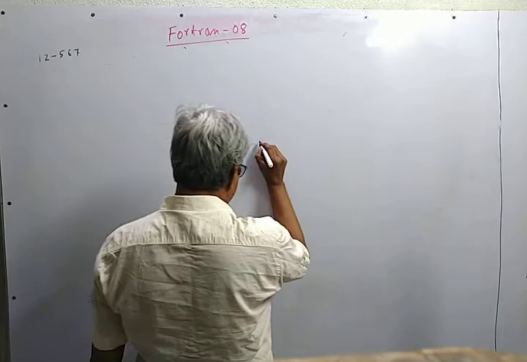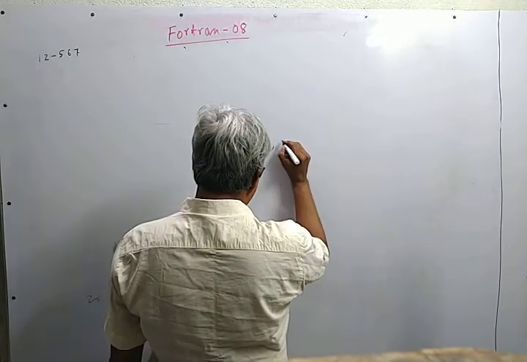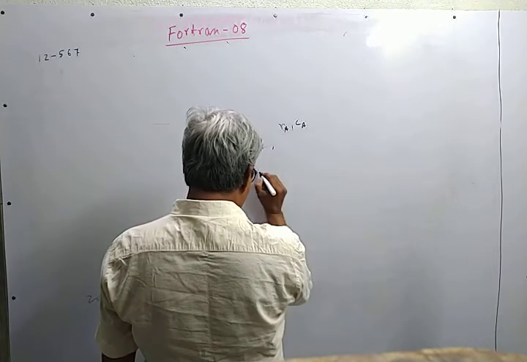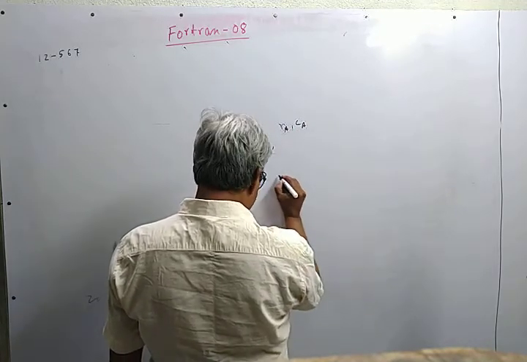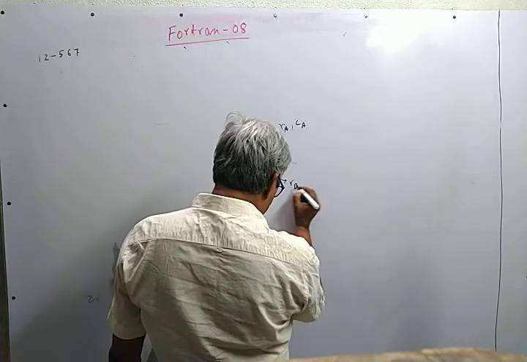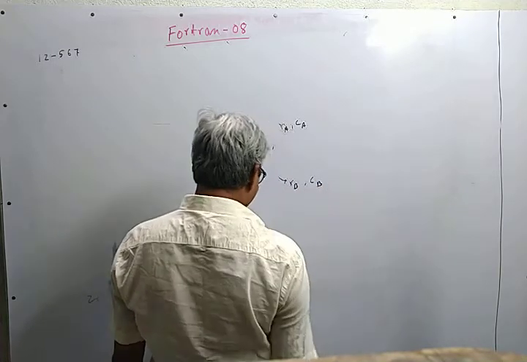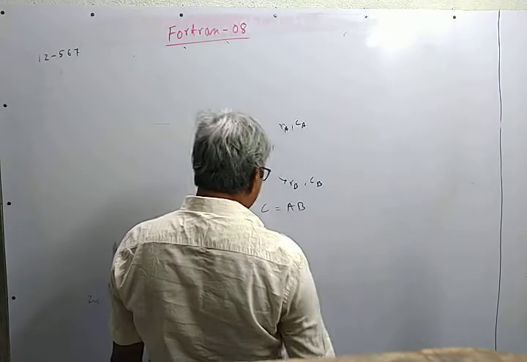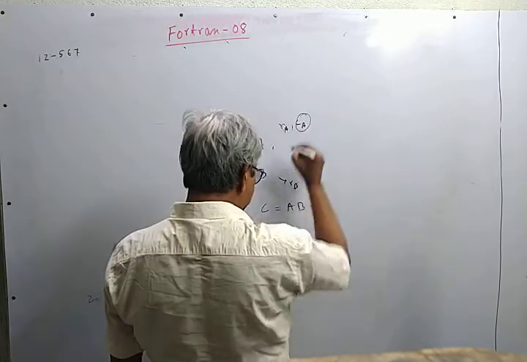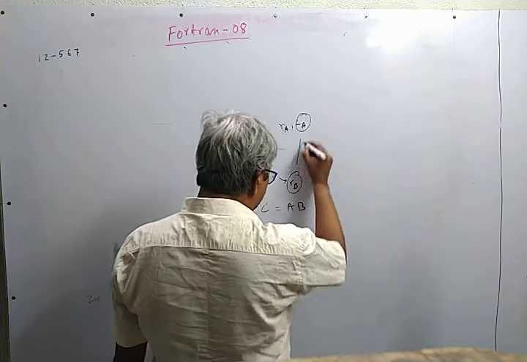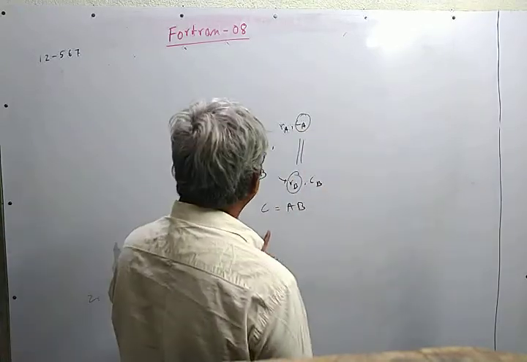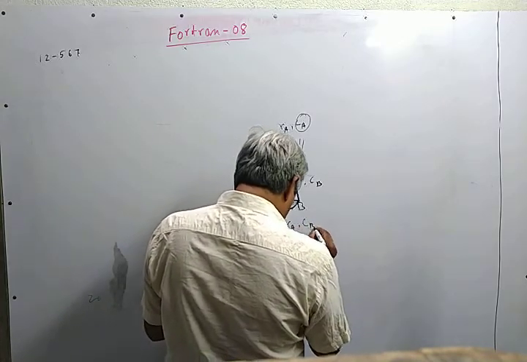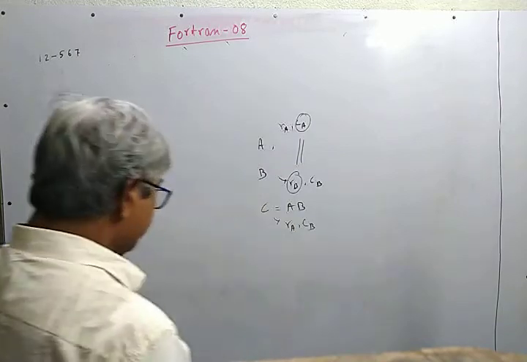So we have a matrix A whose row number is RA and column number is CA, and we have another matrix B with row number RB and column number CB. If we want to define matrix C is equal to AB, it is possible only when CA is equal to RB, they are equal, and this matrix will have a dimension RA by CB.